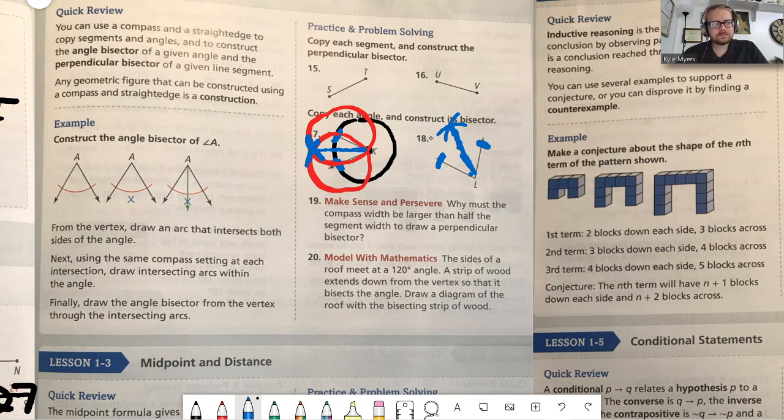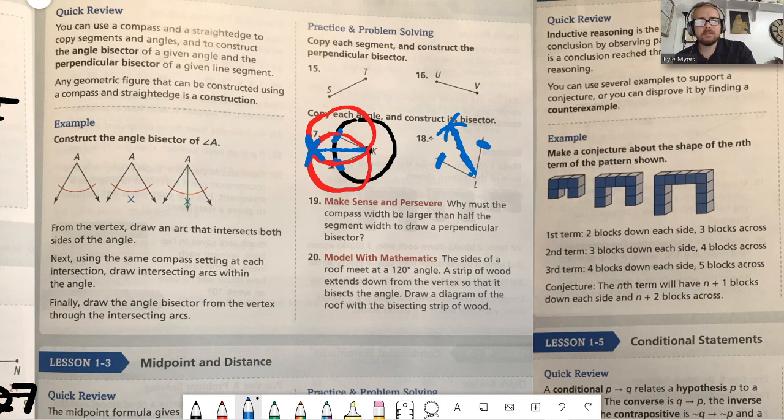Number 20, model with mathematics. The sides of a roof meet at a 120-degree angle. A strip of wood extends down from the vertex so that it bisects the angle. Draw a diagram of the roof with the bisecting strip of wood. Okay, so all they're saying here is just to draw a house, basically.